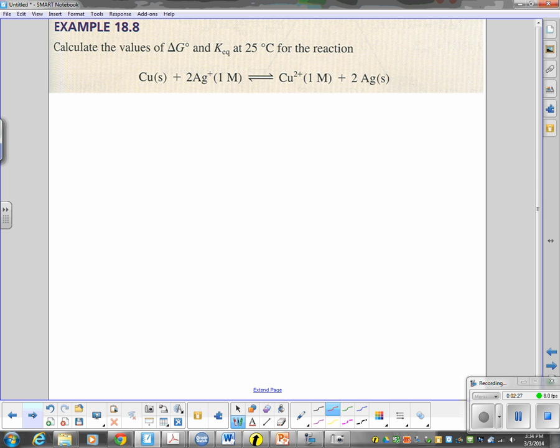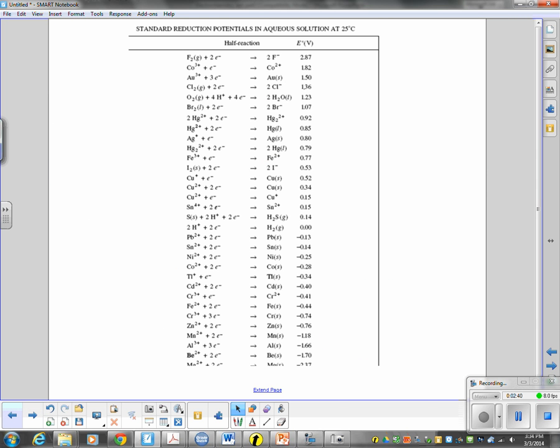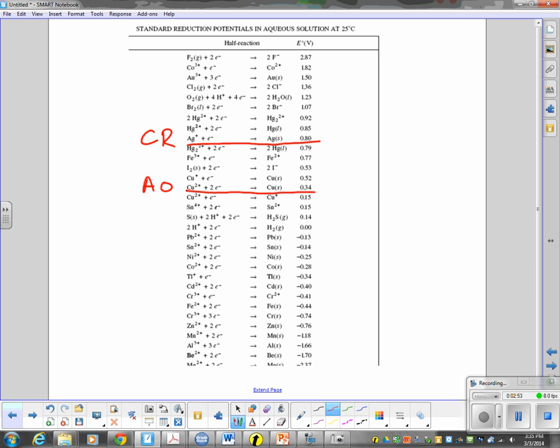So a typical type of problem is they will ask me to find delta G and Keq for this reaction. First step is I'm going to start with my reduction table. I'm going to come back to my handy dandy reduction table and find each of the values. Ag plus an electron is right there. Copper 2 plus 2 electrons to copper solid is right there. I know that this is my cathode, this is my reduction, this is my anode, this is oxidation. So I automatically know I'm going to flip this. This is positive 0.34, which is ultimately going to give me negative 0.34, and this is already 0.80 right there.